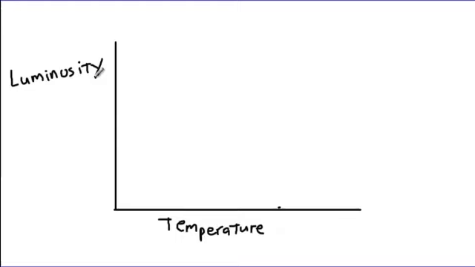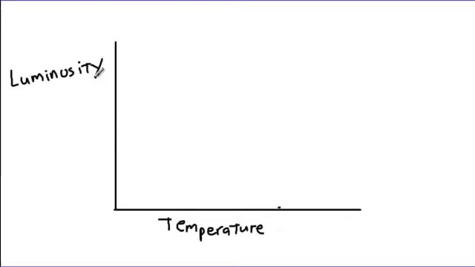We plot essentially on the x-axis, in one way or another, temperatures. And on the y-axis, we are going to be plotting luminosity. We plot those two, but we can plot them in a number of different ways.